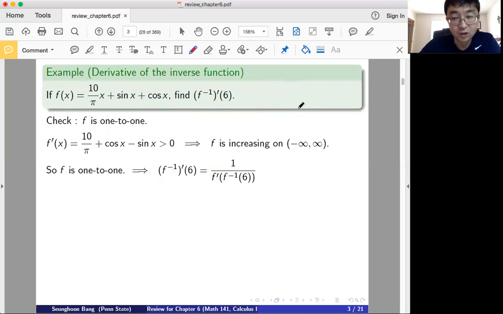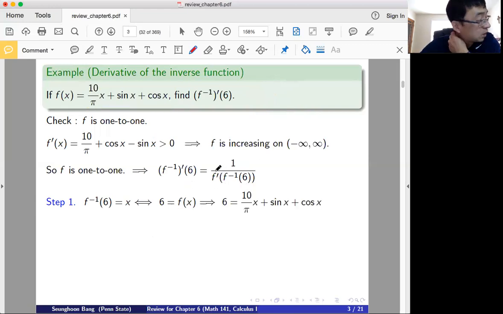We can use the theorem. First, you find inverse f of 6. This is an unknown x. You can use the definition. This is the same as 6 equals f of x. What is f of x? F of x is the given function. You plug in here: 6 equals 10 over pi x plus sine x plus cosine x.